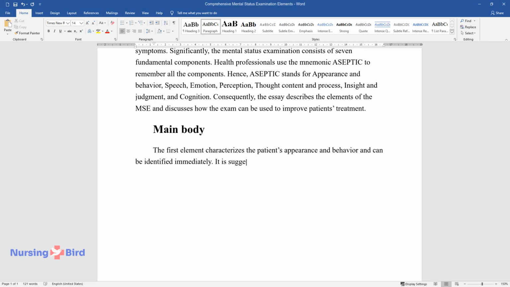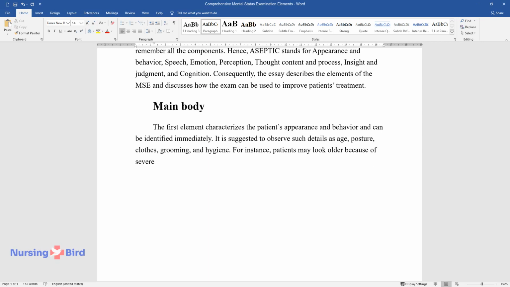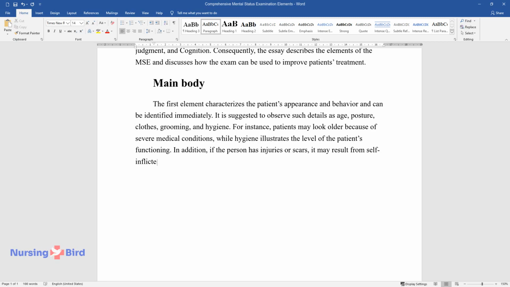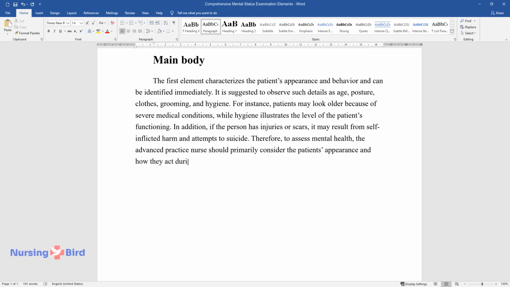Main body. The first element characterizes the patient's appearance and behavior and can be identified immediately. It is suggested to observe such details as age, posture, clothes, grooming, and hygiene. For instance, patients may look older because of severe medical conditions, while hygiene illustrates the level of the patient's functioning. In addition, if the person has injuries or scars, it may result from self-inflicted harm and attempts to suicide. Therefore, to assess mental health, the advanced practice nurse should primarily consider the patient's appearance and how they act during the interview.